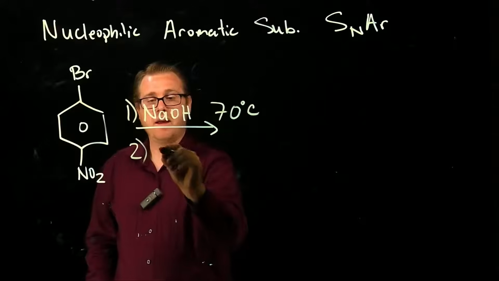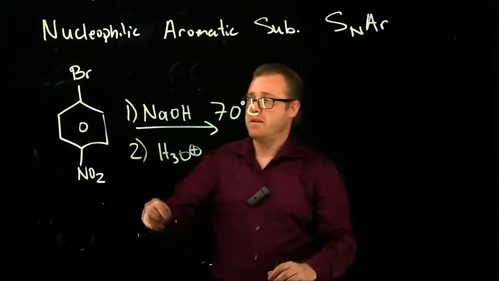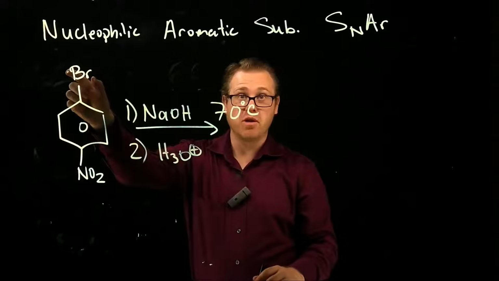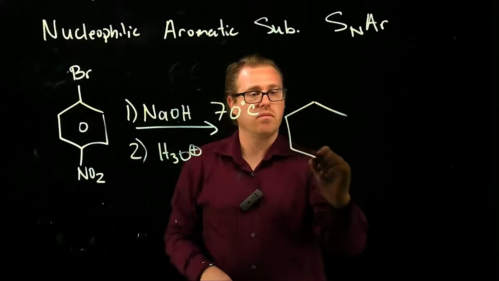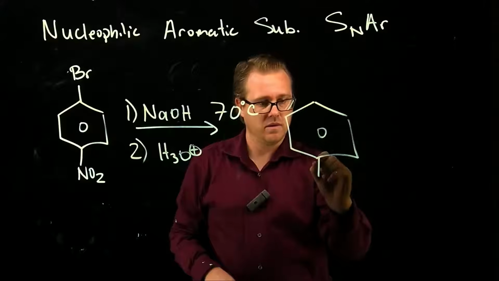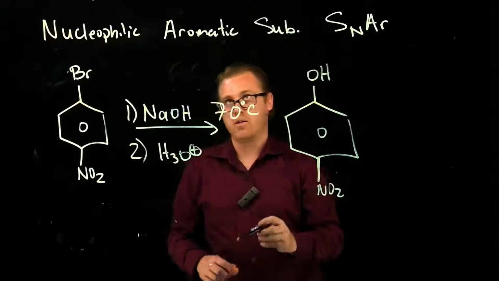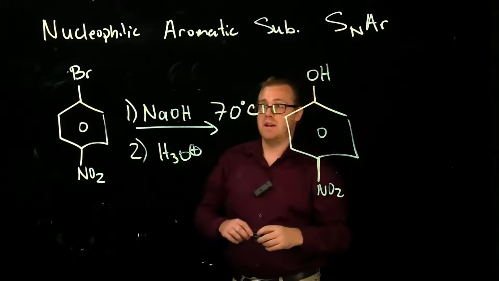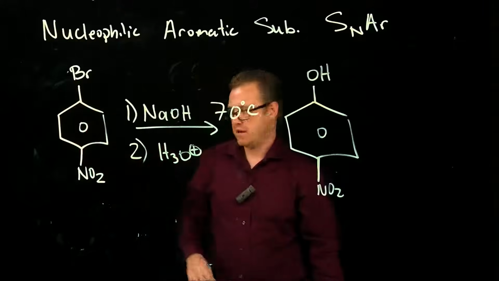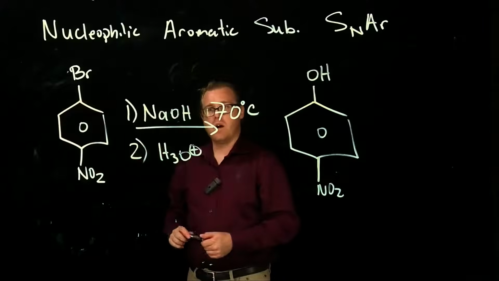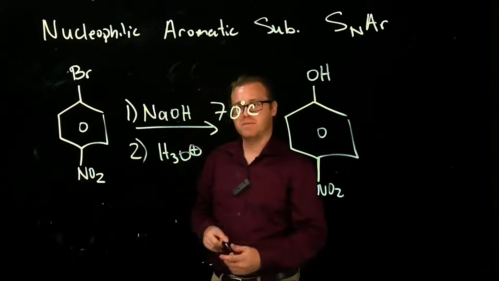and then you have an acidic workup at the end of the reaction, what's going to happen is we're going to just replace this bromine with the OH. Of our nitro group there and our OH. So we have substituted in the OH for the halogen. Okay? That's the overall process for a nucleophilic aromatic substitution reaction.